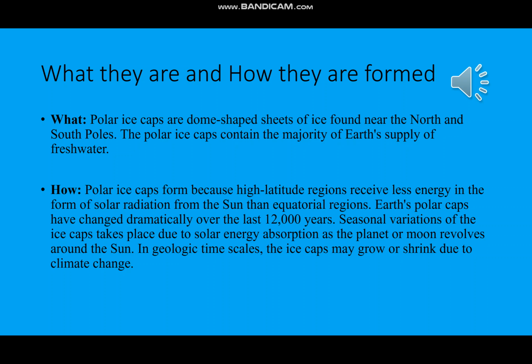Earth's polar ice caps have changed dramatically over the last 1,200 years. Seasonal variations of the ice caps take place during solar energy absorption as the planet or the moon revolves around the sun. In geologic timescales, the ice caps may grow or shrink due to climate change.